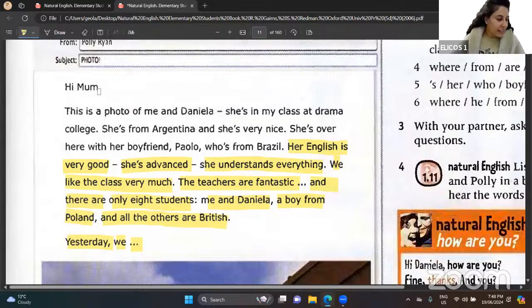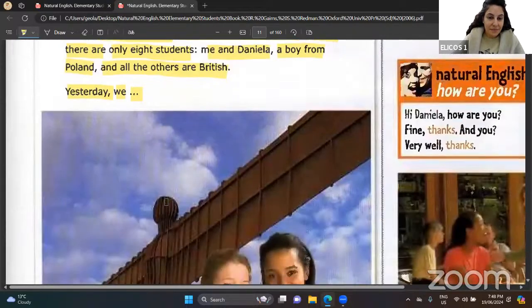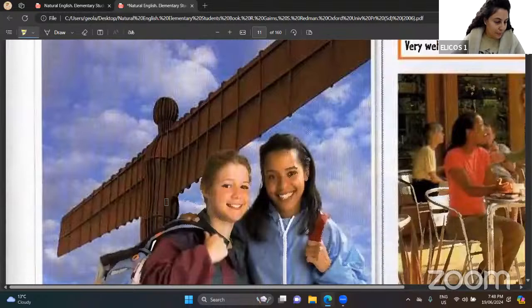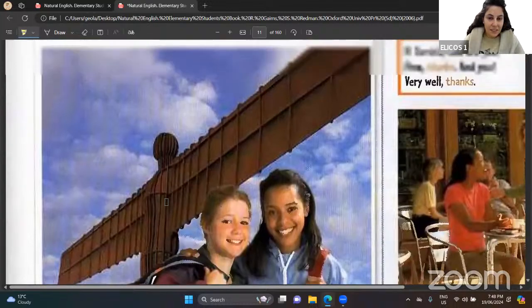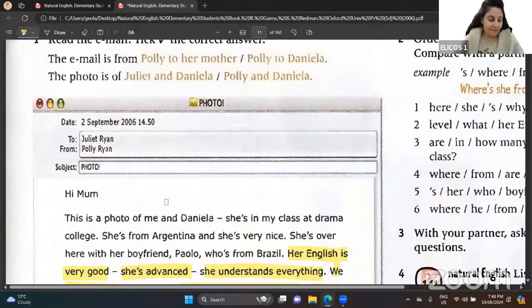Okay, so this is an email from Polly to her mother. And who's in the photo? The photo is of Juliet and Daniela. Okay. Very interesting. So good email.